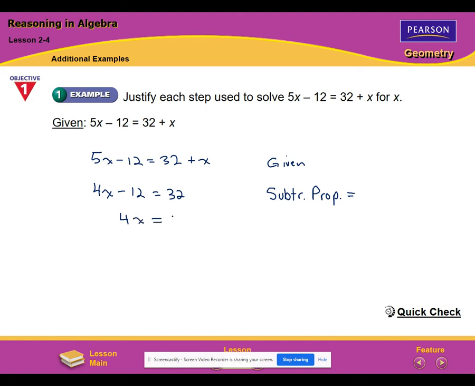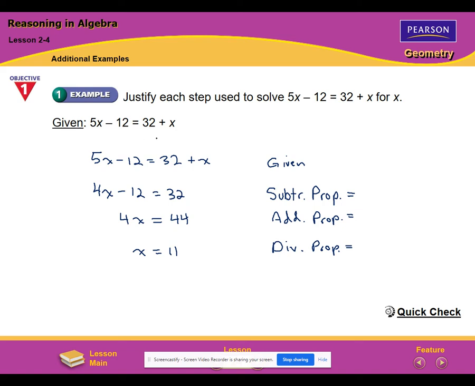We were adding 12, so 44. You added to both sides, so how about the add prop of equality? And then finally, you would divide by 4 and get x equals 11. That was the division property. Feel free to abbreviate the way I am. Okay, so x equals 11, and these are your justifications, if you will.